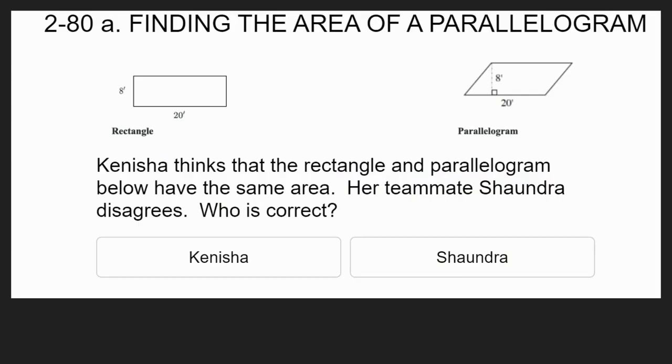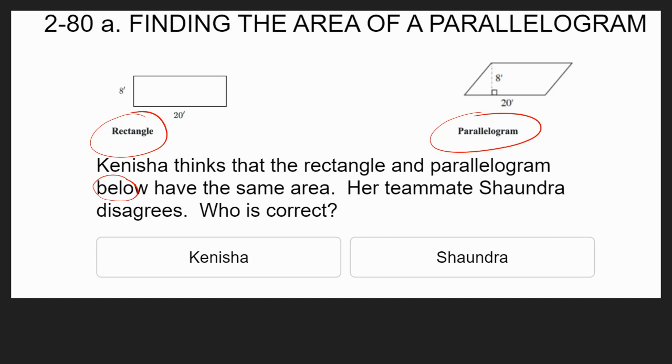Okay, so we're going to go through and look at those 2 shapes today and see the formula that they have on their own. So let's start with the parallelogram. This problem is saying you have 2 classmates that are kind of arguing about who's correct here. Kanisha thinks that the rectangle and parallelogram above have the same area, but Chandra disagrees. Who's correct?